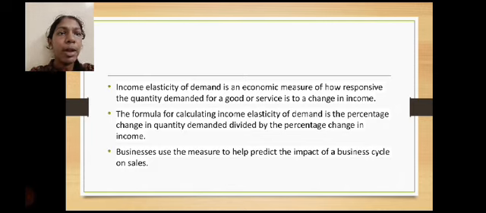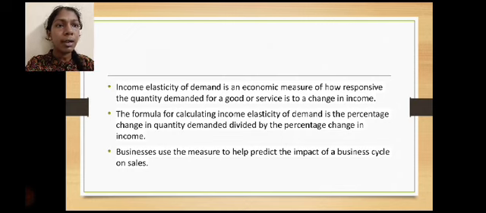Income elasticity of demand is an economic measure of how responsive the quantity demanded for a good or service is to change in income. The formula for calculating income elasticity of demand is the percentage change in quantity demanded divided by the percentage change in income. When percentage change in quantity demanded happens, percentage change in income also happens. Businesses use these measures to help predict the impact of the business cycle on sales. These strategies are used by the business.